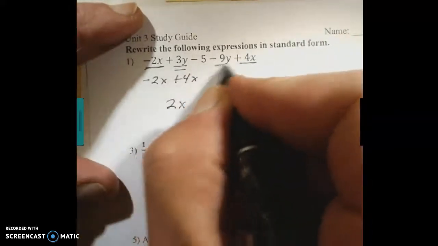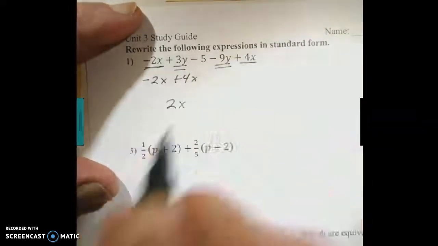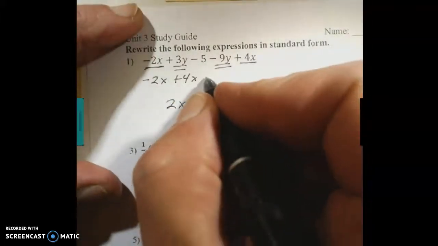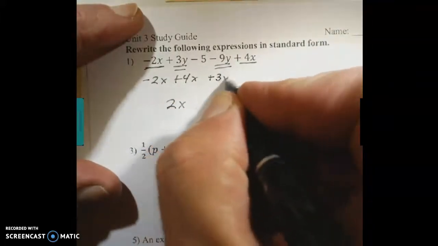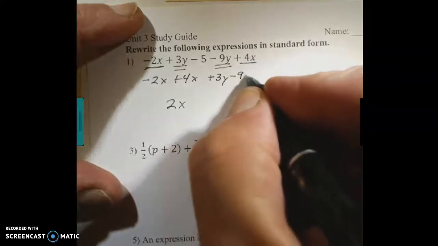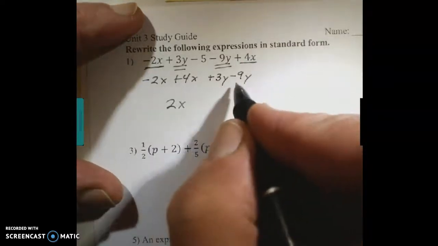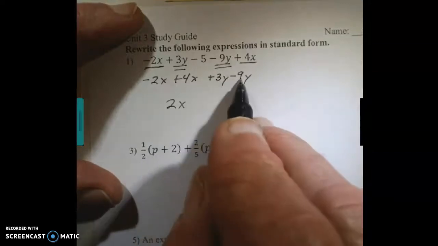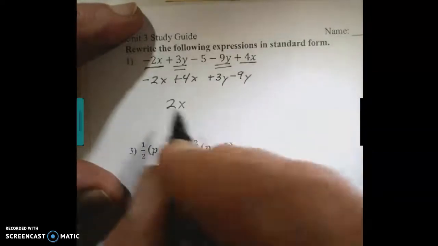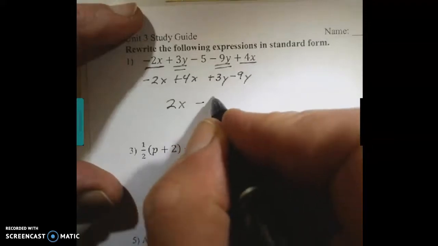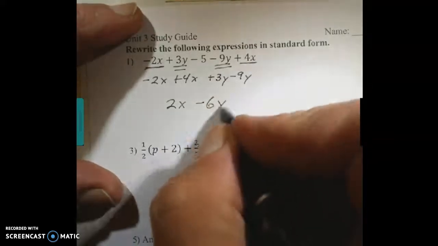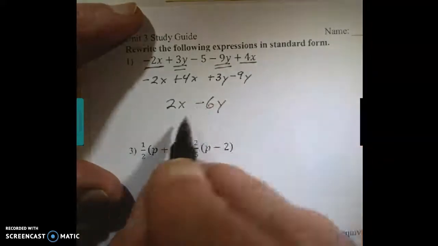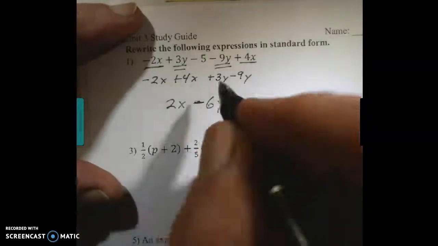The 3y is a like term with the minus 9y. Take the minus sign with that 9. So it's plus 3y minus 9y. Again, combining these like terms, you just combine the coefficients. A positive 3 and a negative 9 is a negative 6y. The larger amount was the negative, so we keep that minus sign.